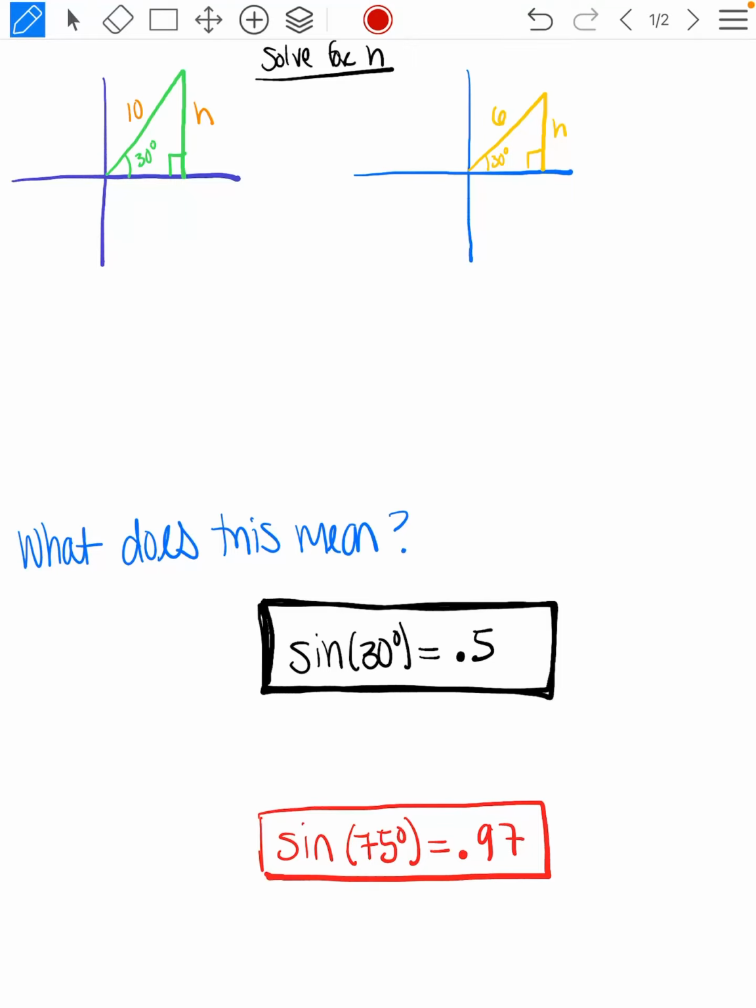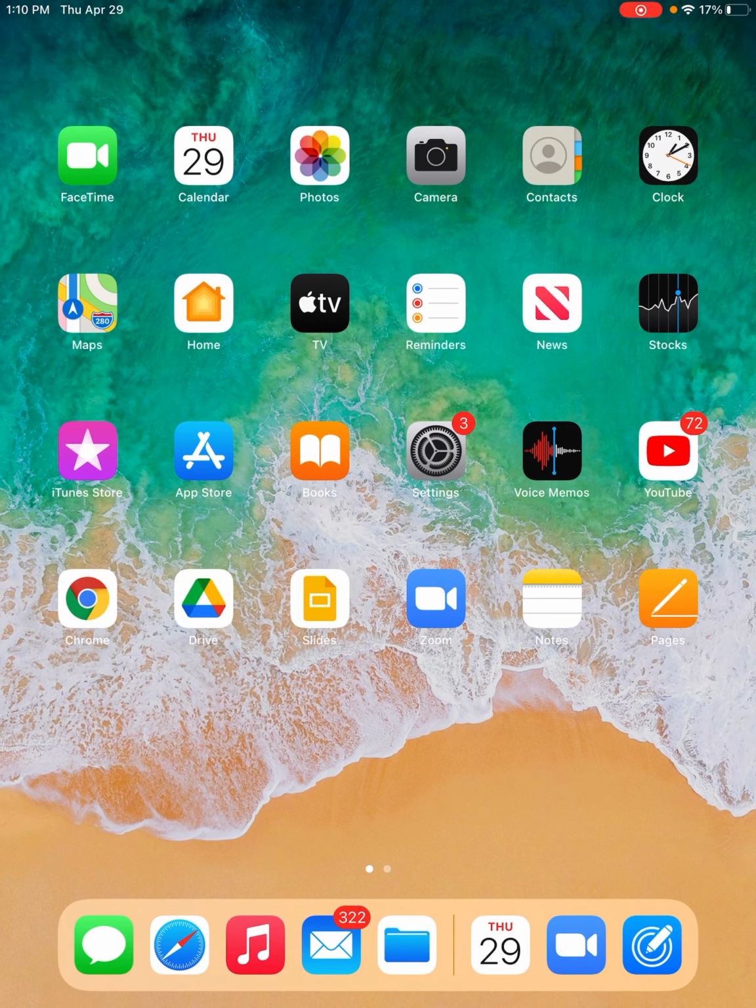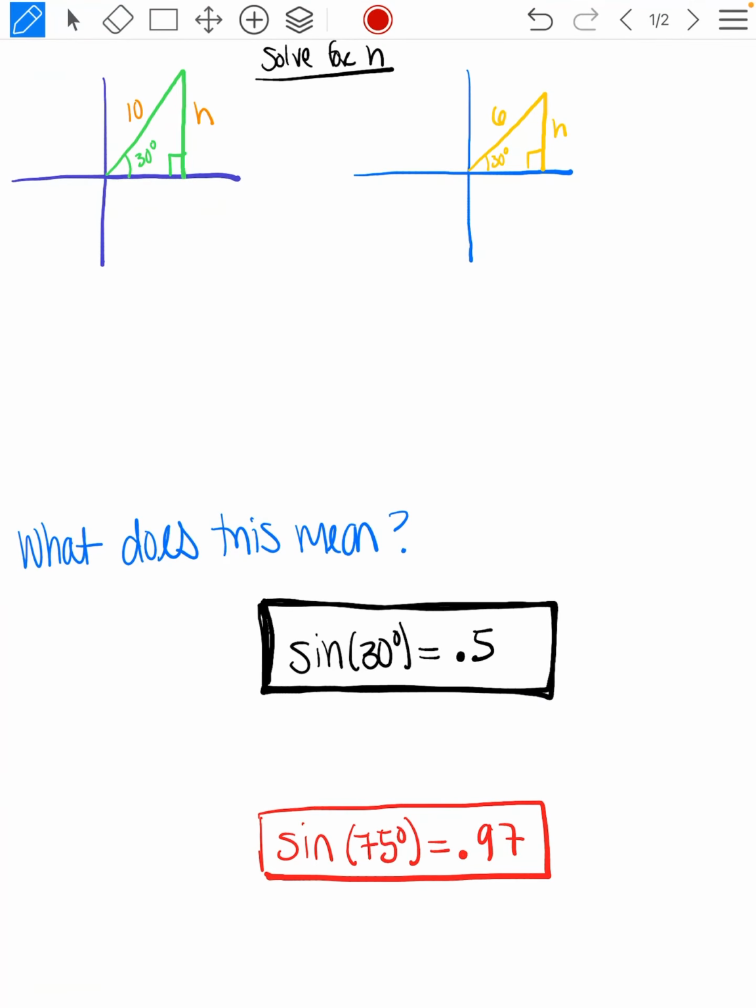Okay, my friends, in today's video, we're going to be talking a little bit about the sine ratio and what it really means and what it tells us about right triangles. I'm going to just take a quick look to make sure I'm recording. I am, and we are going to dive in.